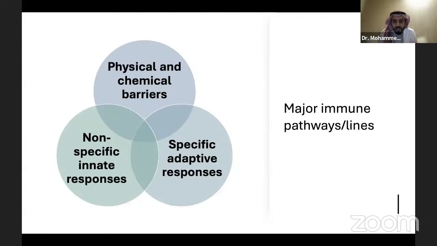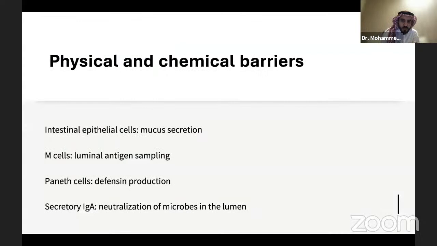As Prof. Al-Angari and Prof. Al-Mohsen told you, the major immune pathways or lines of the immune system are innate and adaptive. I separated the physical and chemical barrier from the innate response because it has a significant role in the GI system. So we'll talk a little about the physical and chemical barrier, then the specific innate immune response and the specific adaptive response. From there, we go into the specific details of each pathway.